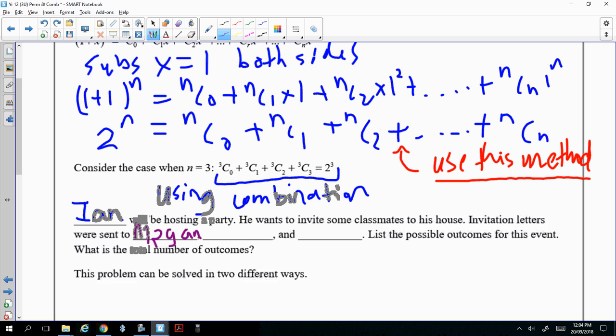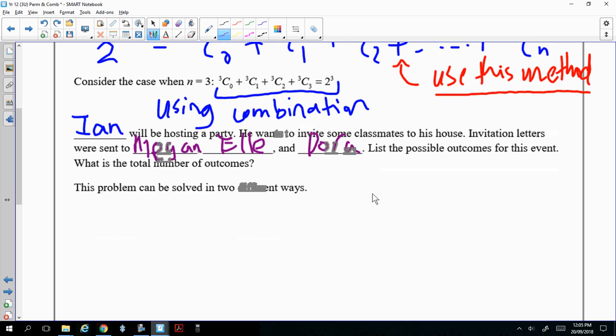All right, let's pick another person. Maybe pick Elle. And then let's pick one more. Let's pick Dora. Okay, select 3 people to come to the home. That was really random because the first letters make the word MED, which is good.